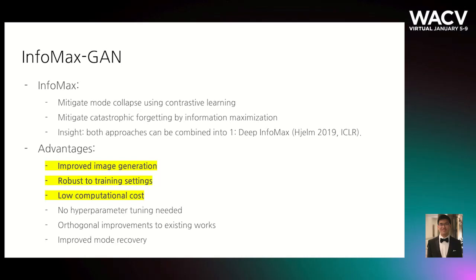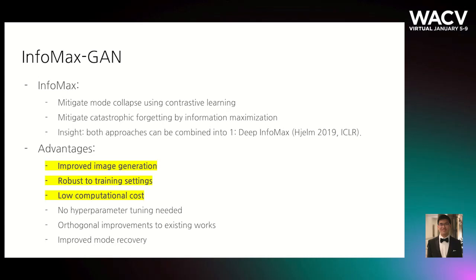In our work, we aim to mitigate mode collapse via contrastive learning and catastrophic forgetting by using information maximization to improve discriminator representation learning. Our main insight is that both approaches can be combined into one based on the Deep InfoMax work introduced in ICLR 2019. Doing so will show our approach has a very wide range of improvements. In the interest of time, I will only explain the first three advantages, with the remaining details available in our paper.